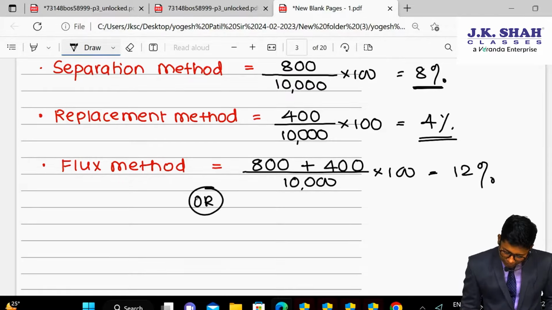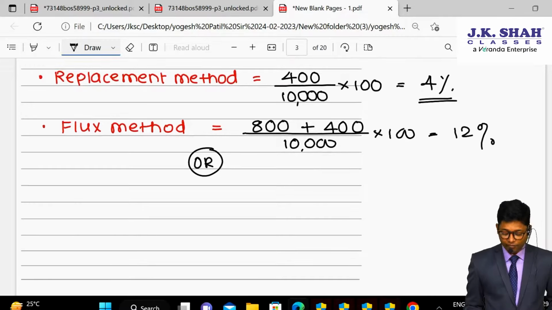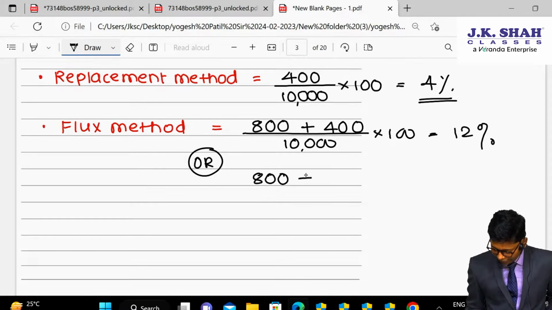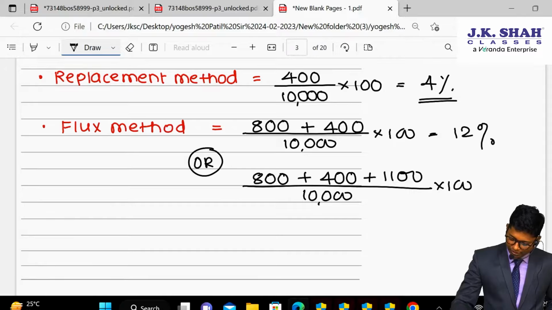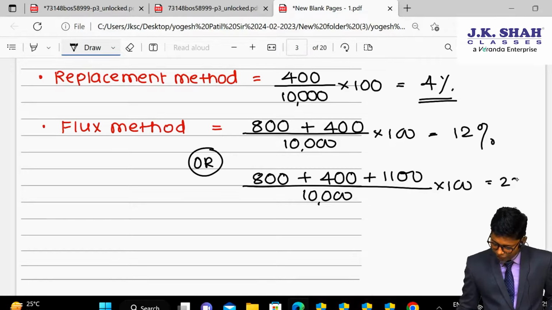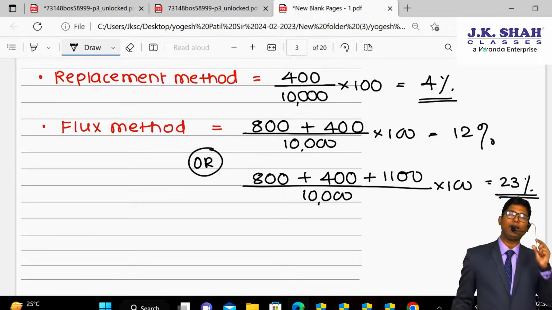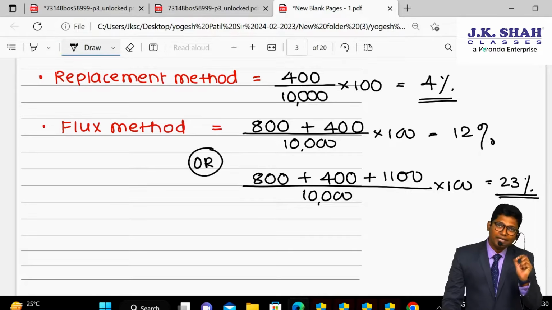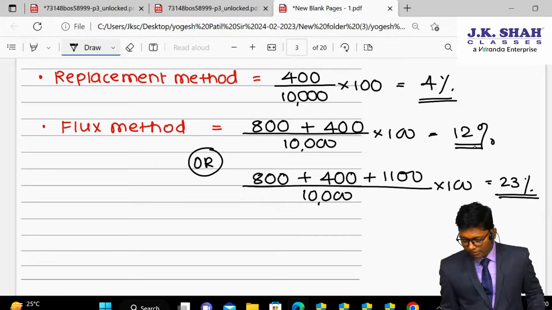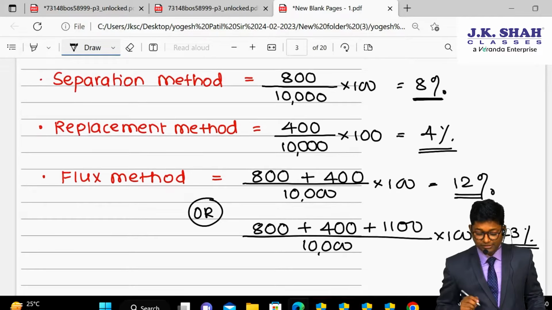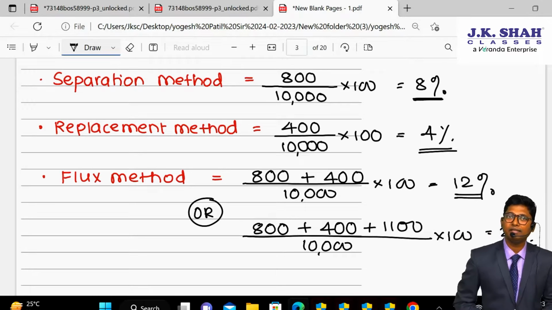But one more calculation is mandatory as far as the flux method is concerned. 800 left, 400 replaced, and in addition to this, 1,100 people newly joined your organization, divided by 10,000, into 100. So if you calculate this, 1,200 plus 1,100 divided by 10,000 into 100, this will give you an overall flux rate of 20%, which is the flux by considering your new joinees. If you don't consider them, then your answer will be 12%. It is mandatory to solve the sum using both the formulas of the flux method in your examination.